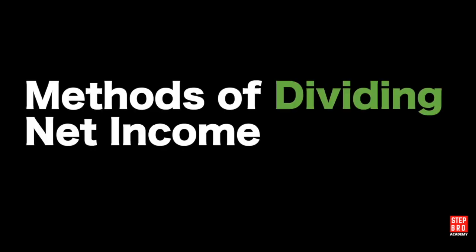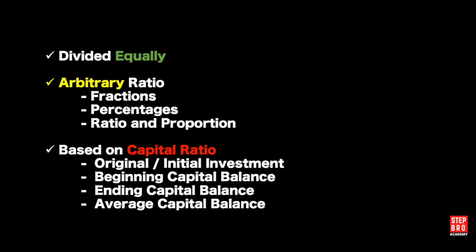Now, the methods of dividing net income. It can be divided equally among the partners or it can be divided in arbitrary ratios like fractions, percentage, ratio, and proportion. It can also be divided based on capital ratio, like original or initial investment, beginning capital balances or ending capital balances, or the average capital balances.